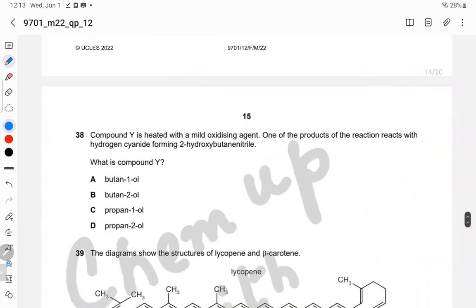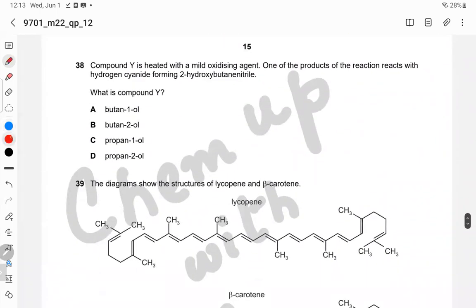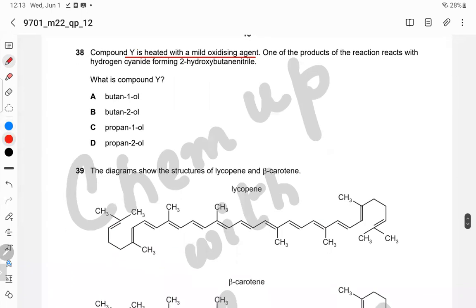Okay, now question number 38. Compound Y is heated with the mild oxidizing agent. One of the products of the reaction reacts with hydrogen cyanide forming 2-hydroxybutanenitrile. So the final product they are telling us is butanenitrile and having a 2-hydroxy. So it means 1, 2, 3, 4.